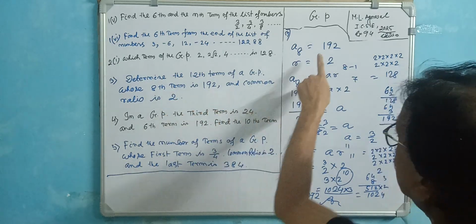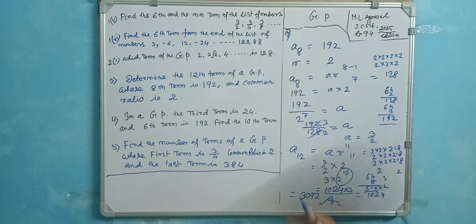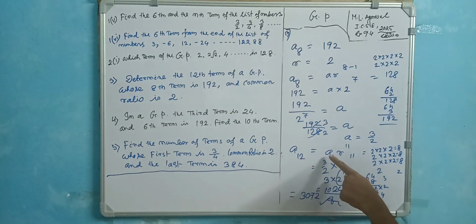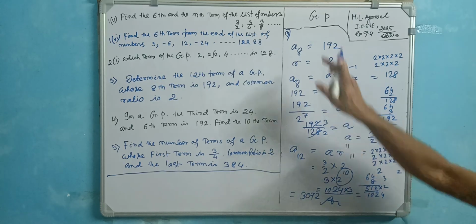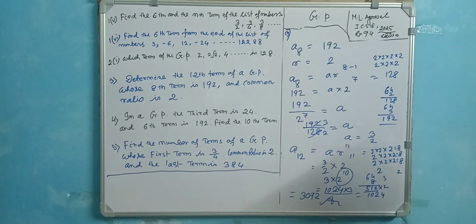A whose 8th term is this, and R you know. From there, this is the target: determine the 12th term. The 12th term means this. So you just need the value of A. You are not given the value of A here, so you just calculate the value of A. Now you calculate here 3 by 2 and just put the value.